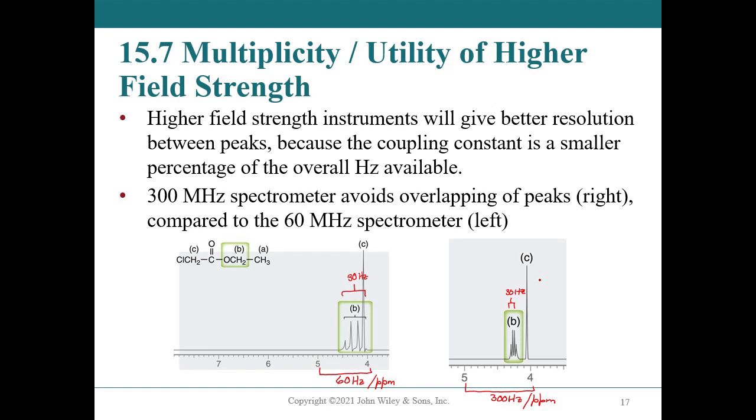The 60 megahertz was back in the old days. I actually used that originally. Those were electromagnets. To get the higher fields, we have to have superconducting magnets. They're a lot more expensive, but they have a lot more power as well.